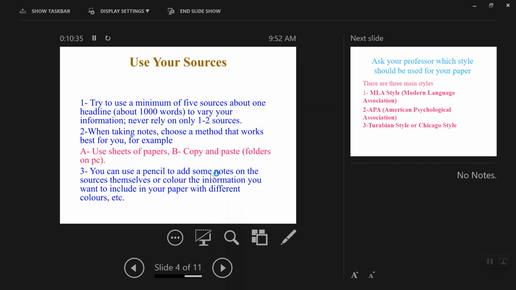It saves time and effort here. Very important. This is number 2. Very, very important. Taking notes saves time and effort.